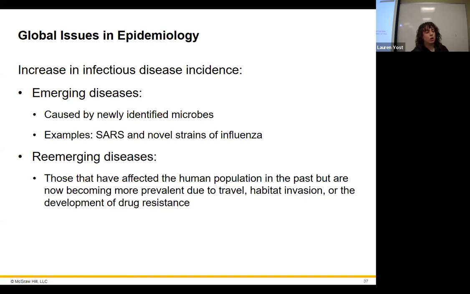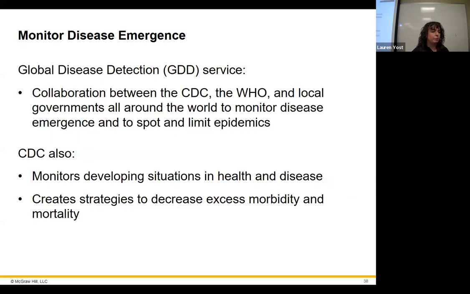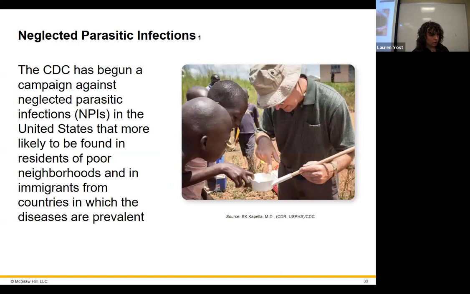Re-emerging diseases, these are things that have affected the human population in the past that are coming back due to travel, habitat invasion, or development of drug resistance. And probably more importantly, the drug resistance one, because that's something we can maybe potentially do something about. Not that we can't for travel and habitat invasion, but it makes more sense for what we do. All right. For monitoring the diseases, we have global disease detection and the CDC.